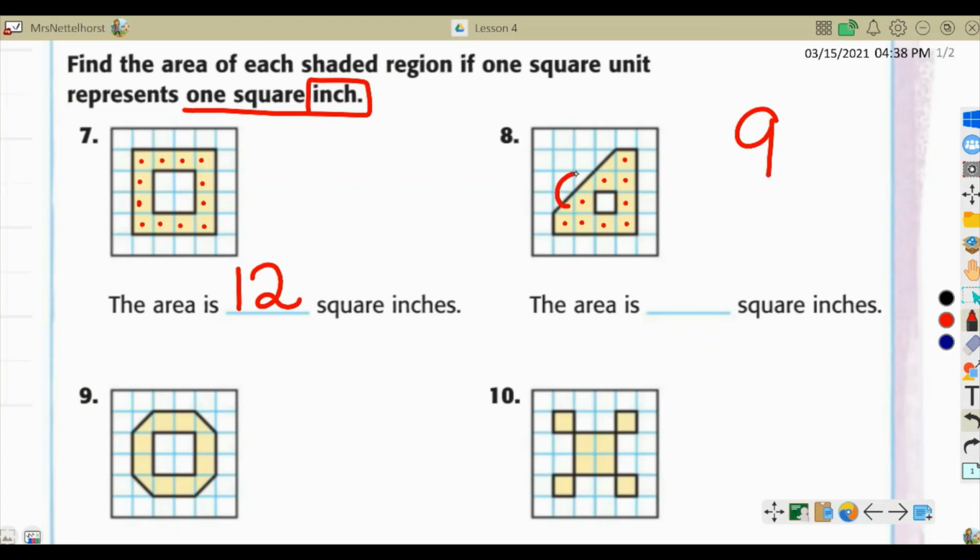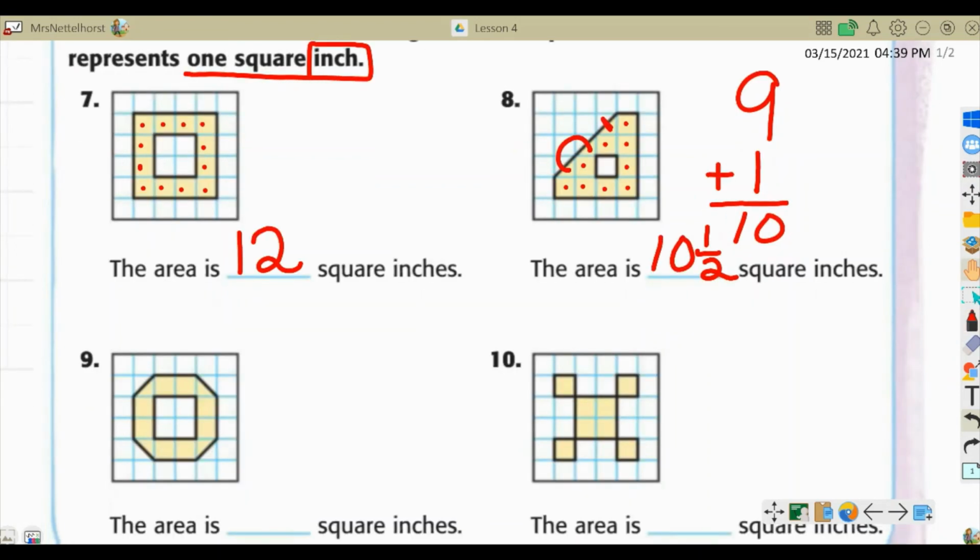So here's 1 whole square. And then here we have a half square right here. We don't have another one to go with it. So if you add these together, 9 plus 1 is 10. And so it's 10 and a half square units. Okay, I don't think you'll have the problem on the other 2, so you won't have that 10 and a half thing going on.